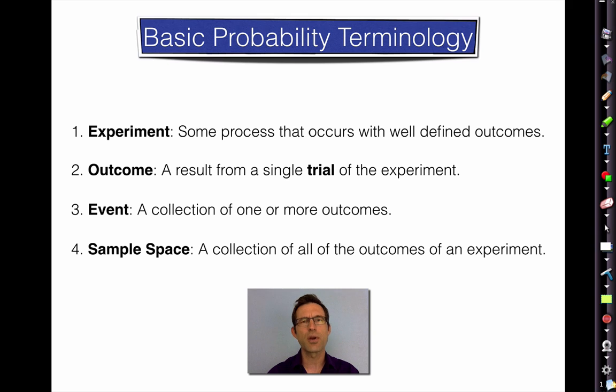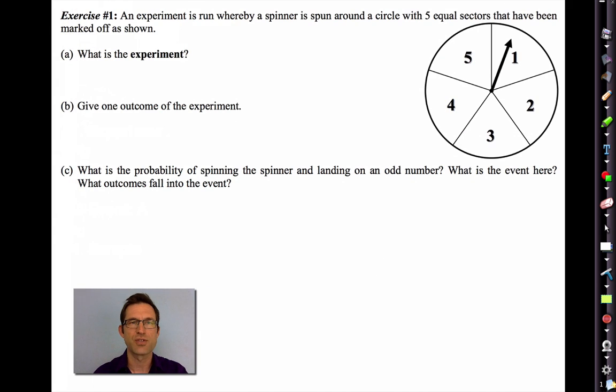So all of this terminology we're going to be using all the way throughout this unit, and I'll keep reviewing what it means and how to get a feeling for it as we work through problems. But let's do exercise 1, where we're going to get a little bit of use of this terminology. In exercise 1, an experiment is run whereby a spinner is spun around a circle with 5 equal sectors that have been marked off as shown. Okay, fair enough. Letter A, what is the experiment?